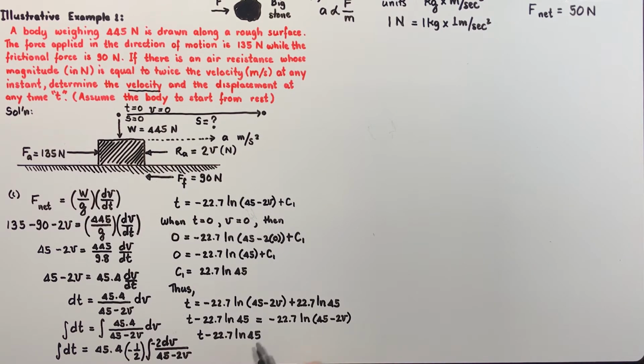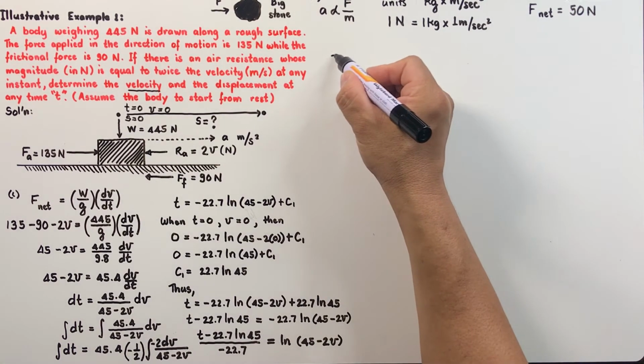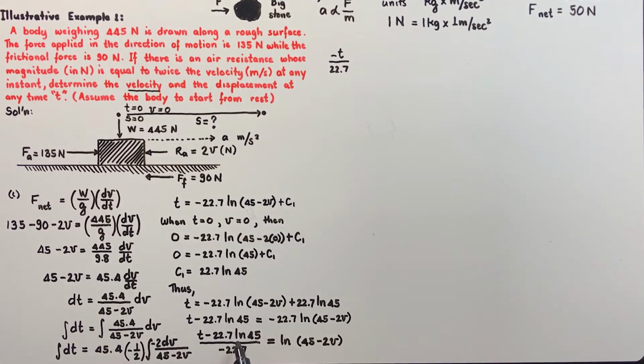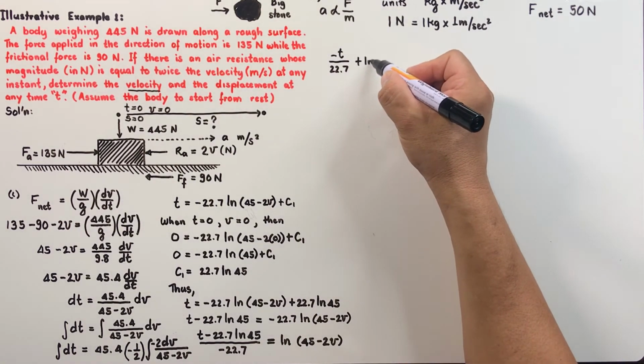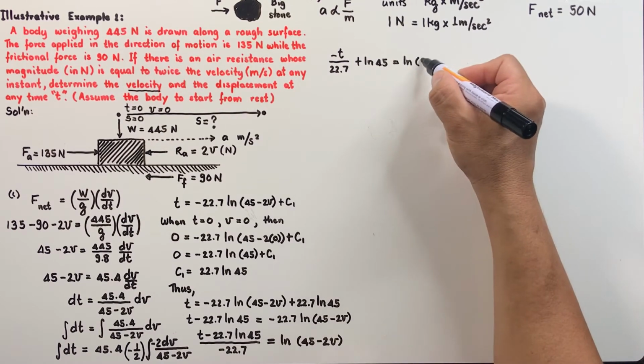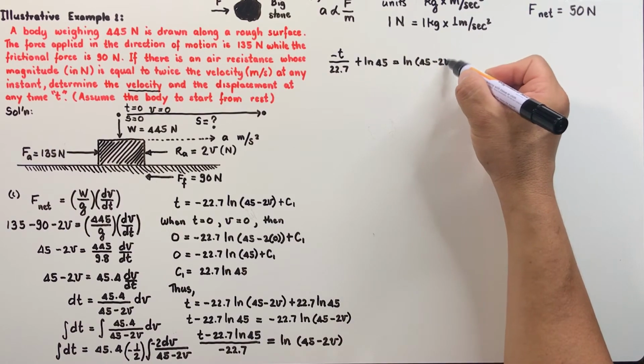log of 45 divided by negative 22.7, which is equal to the natural log of 45 minus 2v. So dividing t by this negative 22.7, we have negative t over 22.7, and this negative 22.7 times the natural log of 45, when divided by this one, the result is the natural log of 45, and this is equal to the natural log of 45 minus 2v.